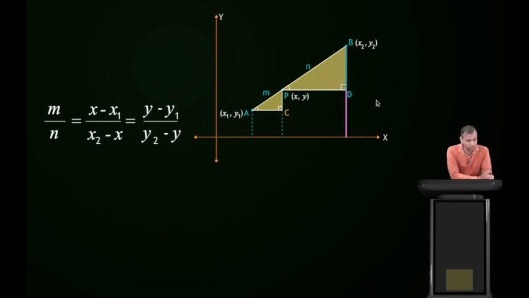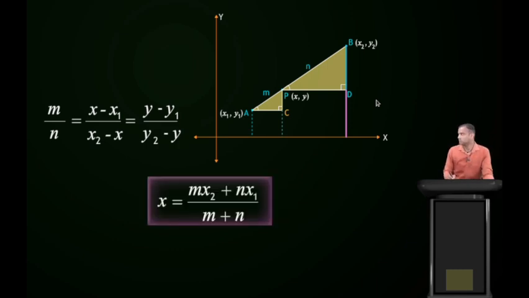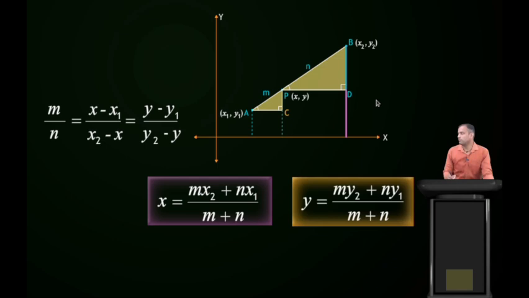So M upon N equals (X minus X1) upon (X2 minus X) equals (Y minus Y1) upon (Y2 minus Y). And after solving, X equals (MX2 plus NX1) upon (M plus N), then Y equals (MY2 plus NY1) upon (M plus N).